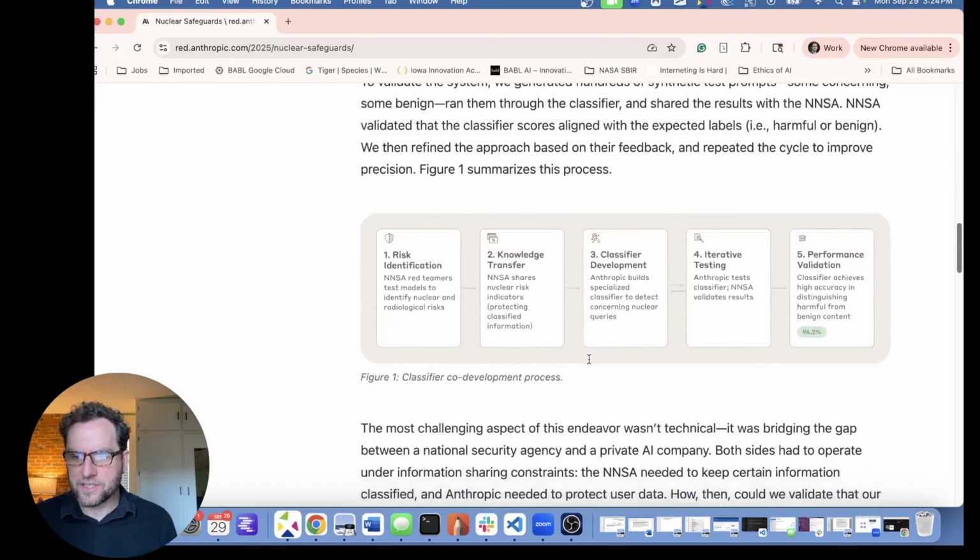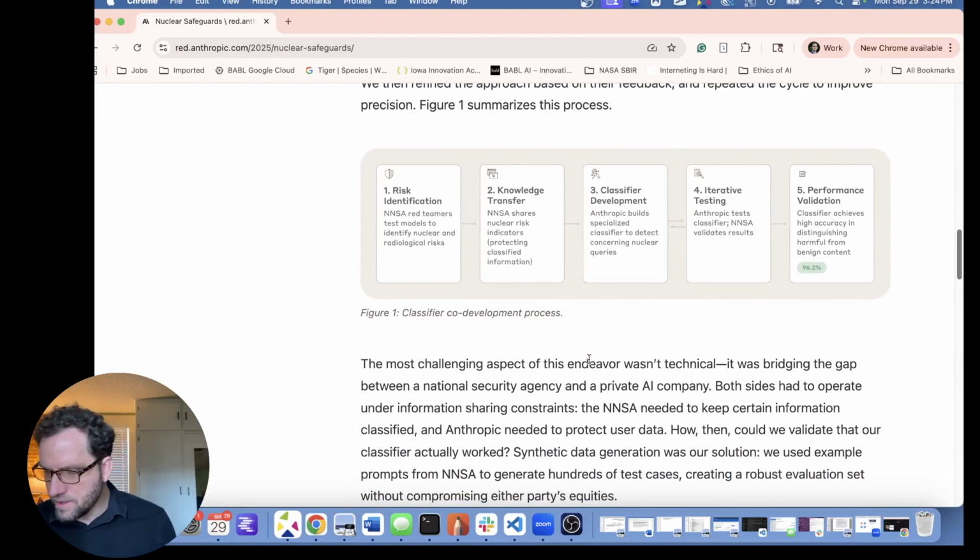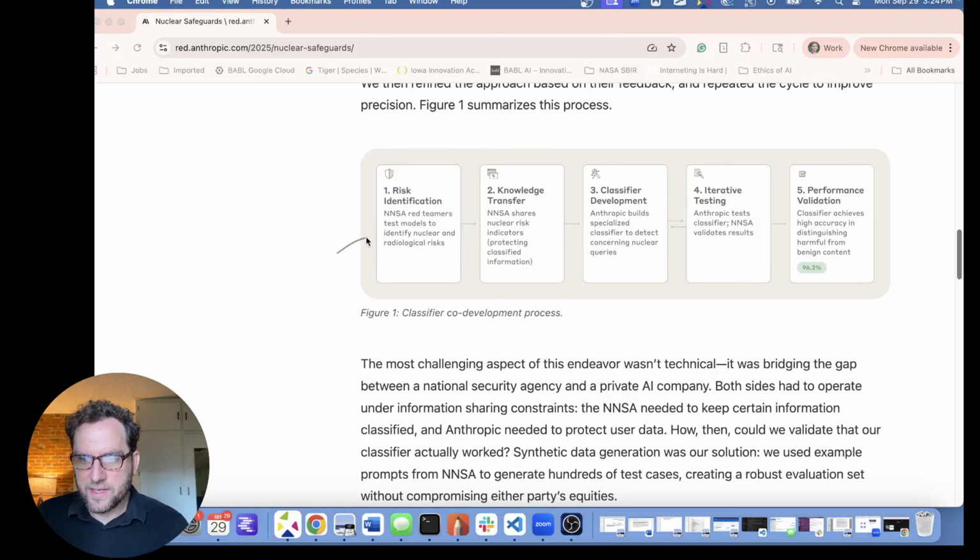And so what did they actually build? How did they build it? Let's take a look here at a description of their process. Essentially what they did is they identified risks. This was from the NNSA. They went through a red teaming exercise, toying with the models, really trying to identify and classify for themselves what are risky queries versus not so risky queries. And the outputs of that are going to be transferred over to Anthropic. So they're going to share these risk indicators. And then Anthropic is going to develop a classifier.